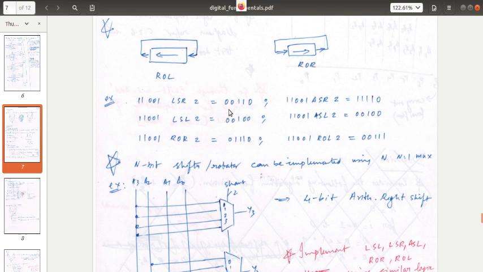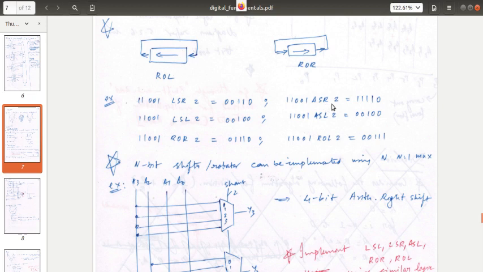But in shifting, here we are shifting to the right by 2, so we lost 2 bits, and we replace them with zeros. Here we shifted left by 2, so we lost 2 bits, and we substitute them with zeros. This is logical shift and rotate. Here this is arithmetic shift.